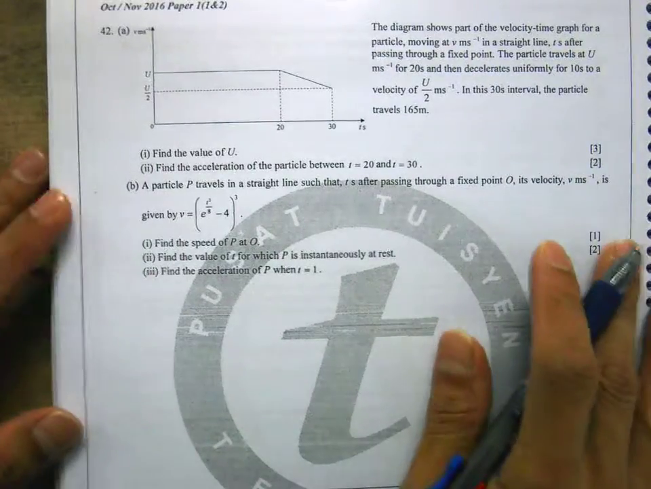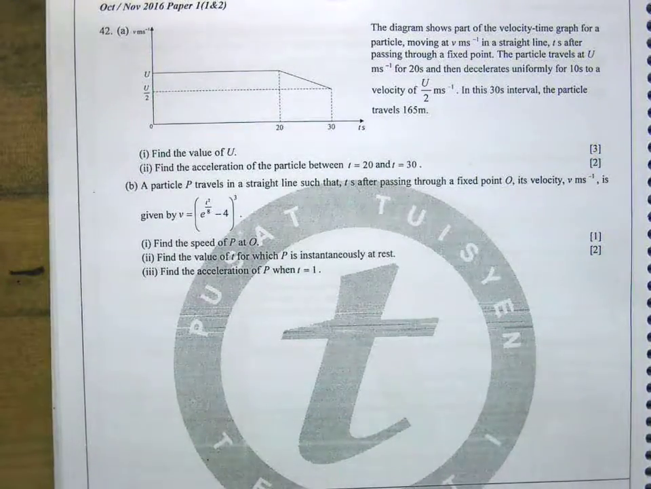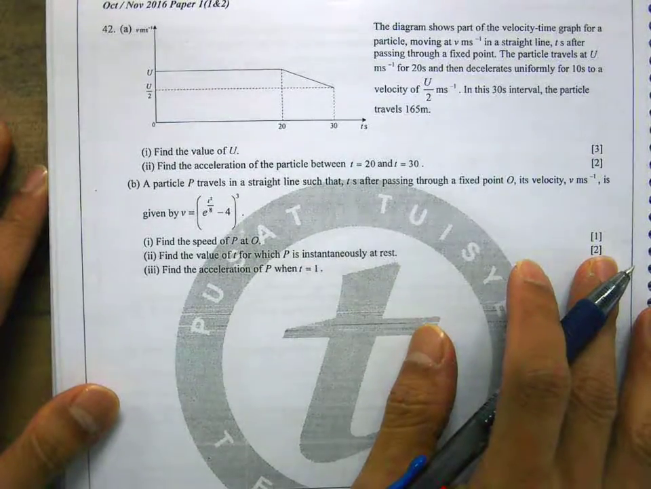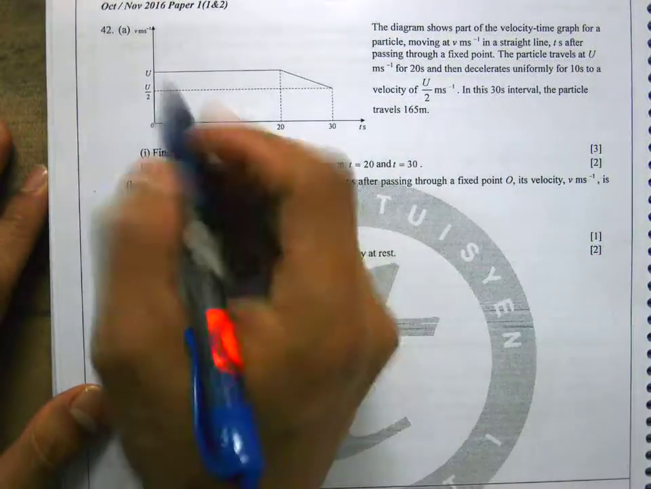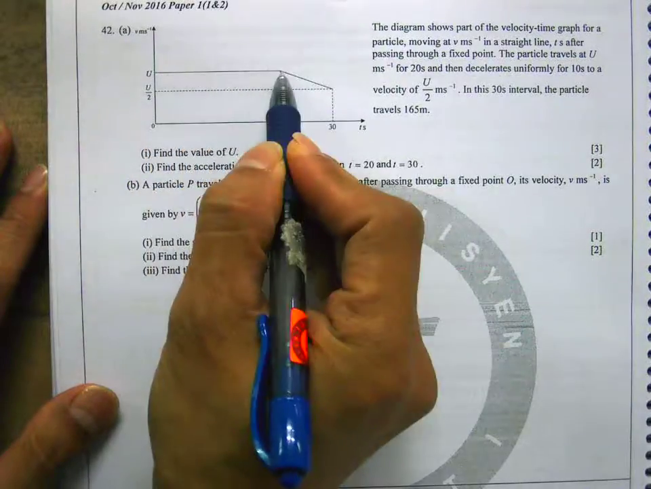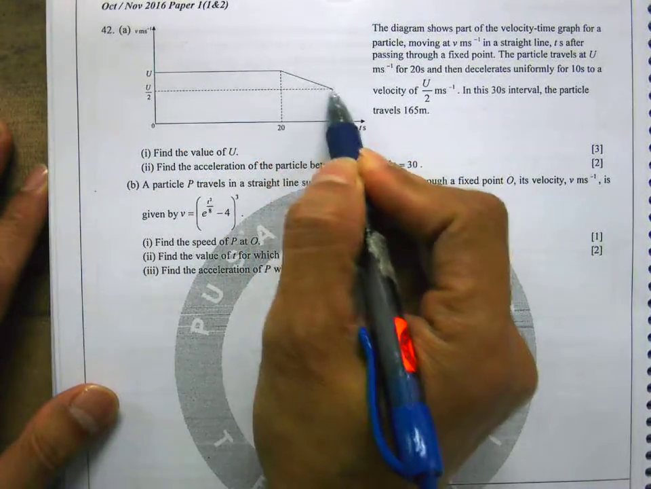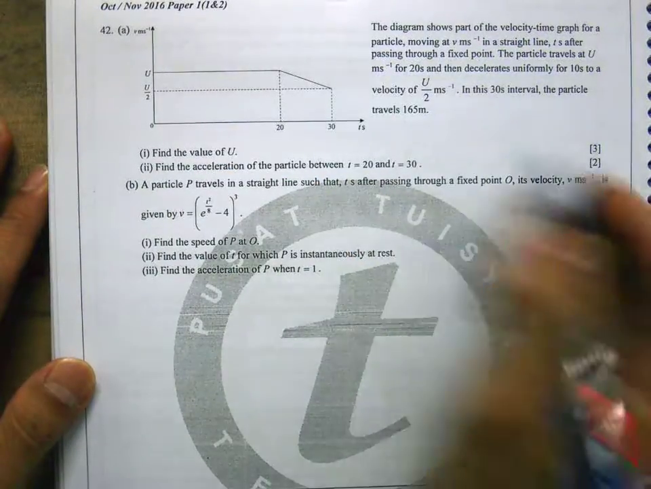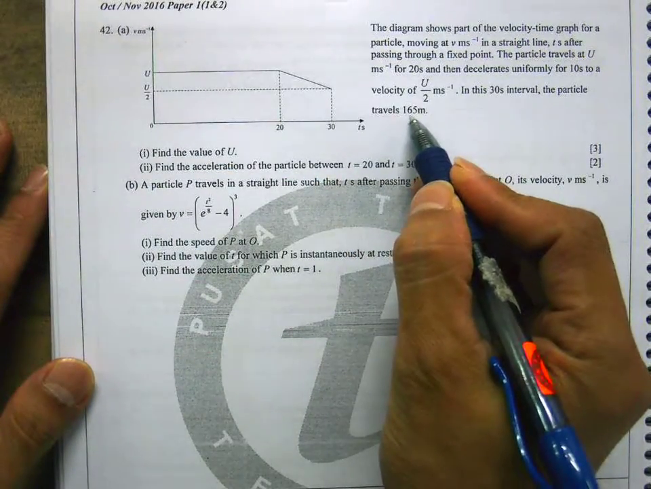Okay, so here the diagram shows part of a velocity-time graph for a particle moving at v meters per second in a straight line. This part, it travels at a constant speed. This one decelerates until it reaches the speed of u over 2. The total distance travelled is given as 165. Find the value of u.